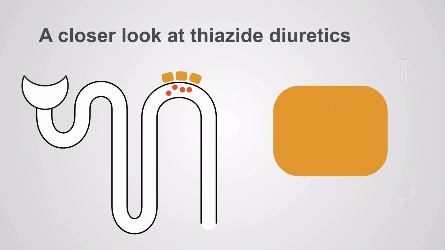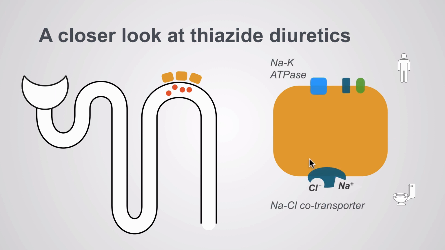So taking a look at the distal convoluted tubule, you have the sodium chloride cotransporter on the apical membrane. You have the sodium-potassium ATPase. You have a potassium channel and a chloride channel. Remember, the basolateral membrane is the side that's touching the blood that's going to be returned to the body, and the apical membrane is the tubular side where the fluid is going to end up in the urine.